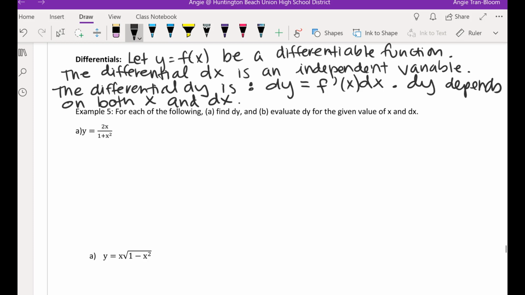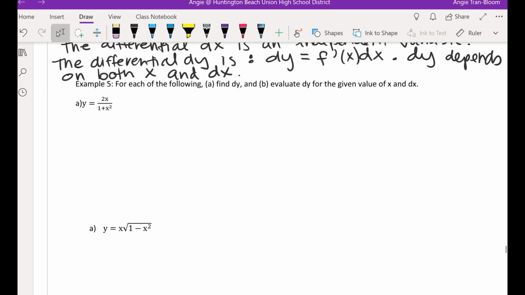So let's try example 5 and apply this rule. Example 5, for each of the following, find dy, and b, evaluate dy for the given value of x and dx. So example A, and I forgot to give you what x is. x is going to be -2, and dx is given to you as 0.1.